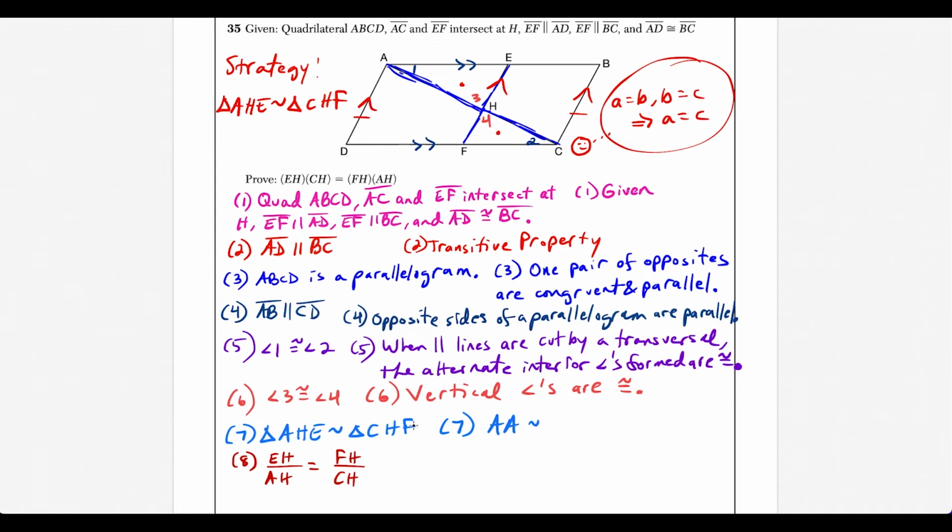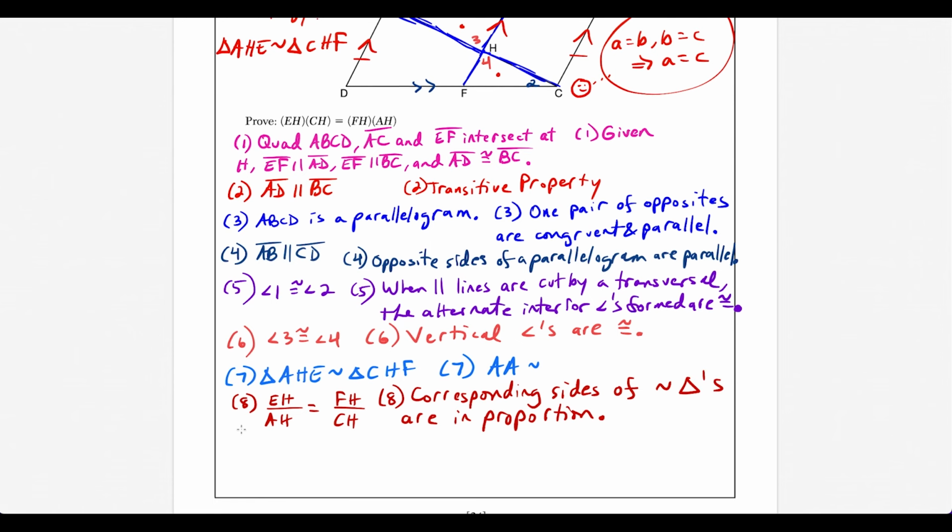So this is a good start. But how do we know this is true? Because corresponding sides of similar triangles are in proportion. And now we could finally write out our proof statement. We could say for statement 9 that EH times CH is equal to FH times AH. The reason being that the product of the means is equal to the product of the extremes.